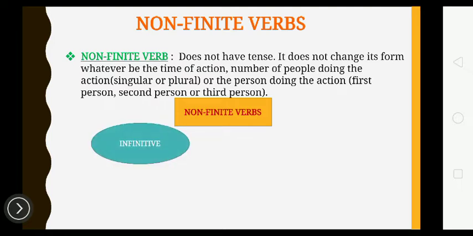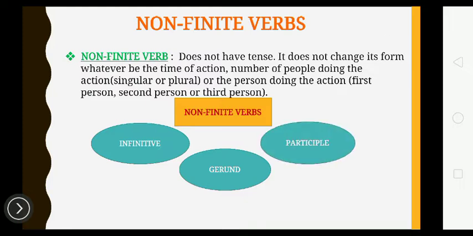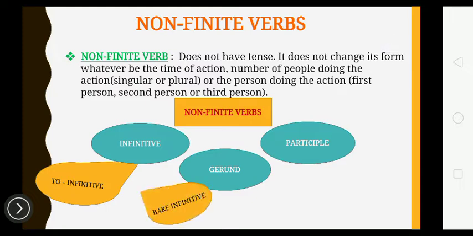Non-finite verbs are further divided into three. First one is infinitive, then gerund and participle. So these are the three divisions of non-finite verbs: infinitive, gerund and participle. Again, infinitive is divided into two main things: to-infinitive and bare infinitive.